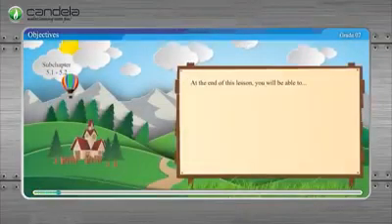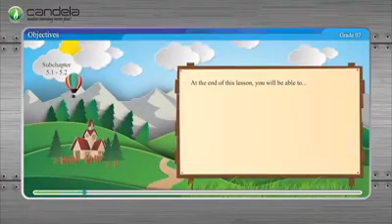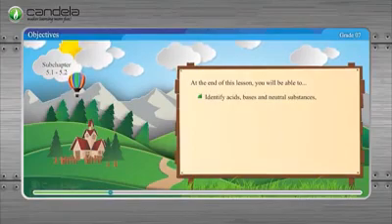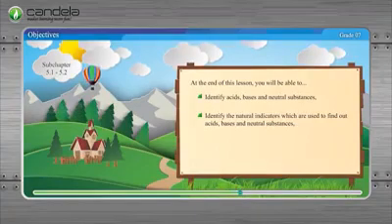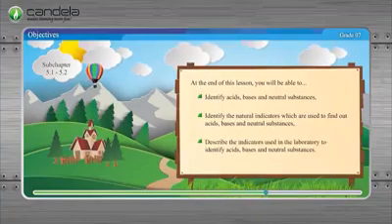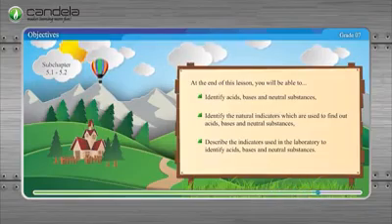At the end of this lesson, you will be able to identify acids, bases, and neutral substances. Identify the natural indicators, which are used to find out acids, bases, and neutral substances, and describe the indicators used in the laboratory to identify acids, bases, and neutral substances.